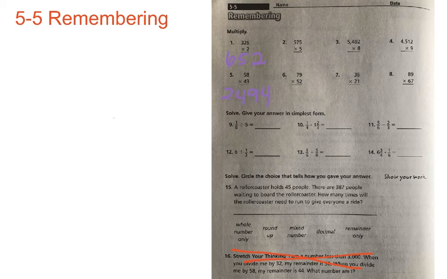In our next section, it asks you to solve and give your answer in simplest form. So you do need to make sure that you go ahead and reduce all of your answers in order to get them correct. Let's go ahead and look at number 9.